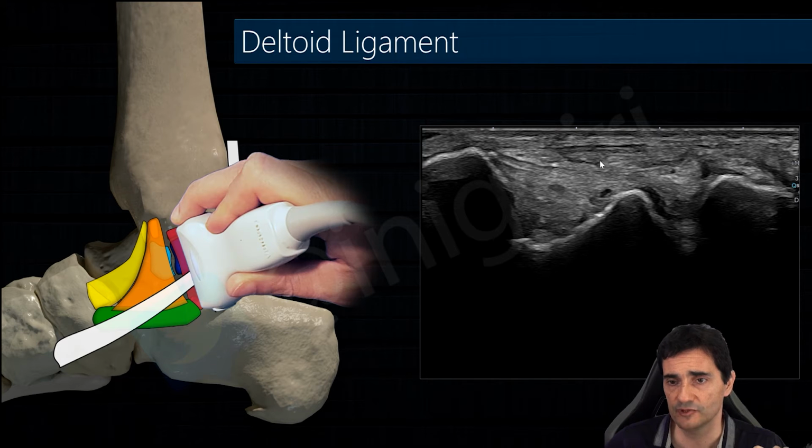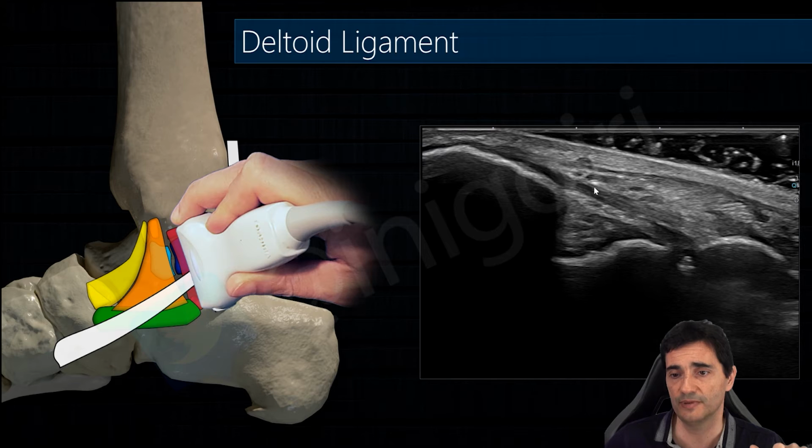This is the posterior tibialis tendon. Again, we can use anisotropy to obtain a better view of this component, the tibio-calcaneal component of the superficial layer. With this technique, we see this image darker, and the surrounding tissues are hyperechoic. So we can enhance the contrast.